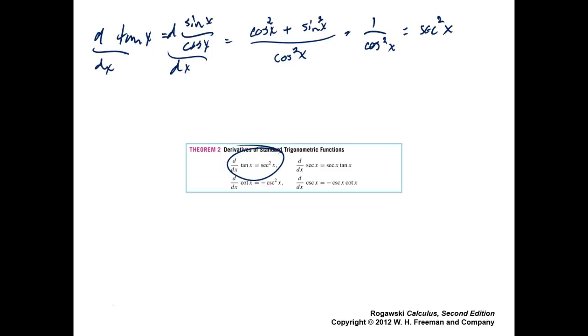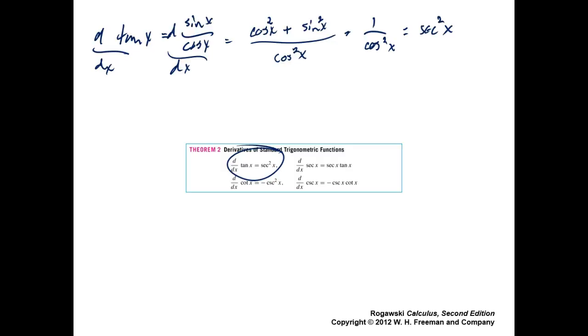Now, you could go through the same process again with cotangent, which is cosine over sine, and it'll also wind up with cosecant squared, but it'll be a minus. You could work it out. You'll get a minus 1 on the numerator, and then sine squared on the denominator, and that would be minus cosecant squared.